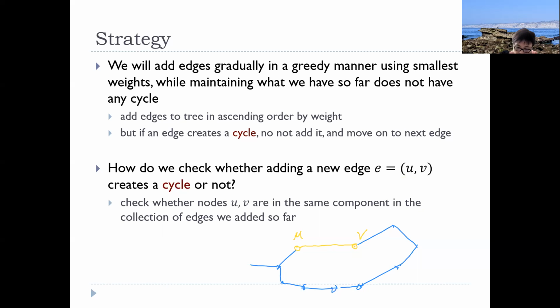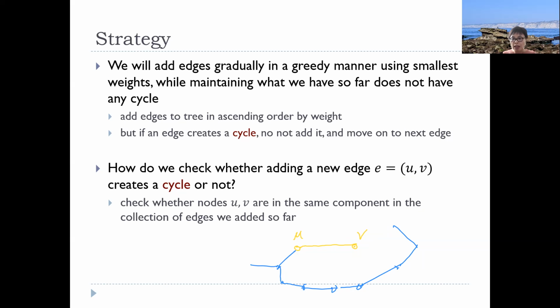But if U and V were not connected by the blue edges, let's say that I don't have this edge here, so at this point U and V are not yet connected by the blue edges, then adding UV will clearly not form a cycle, because that was the only way to connect them. In other words, U and V were not connected before. This new edge is the only way to connect them.